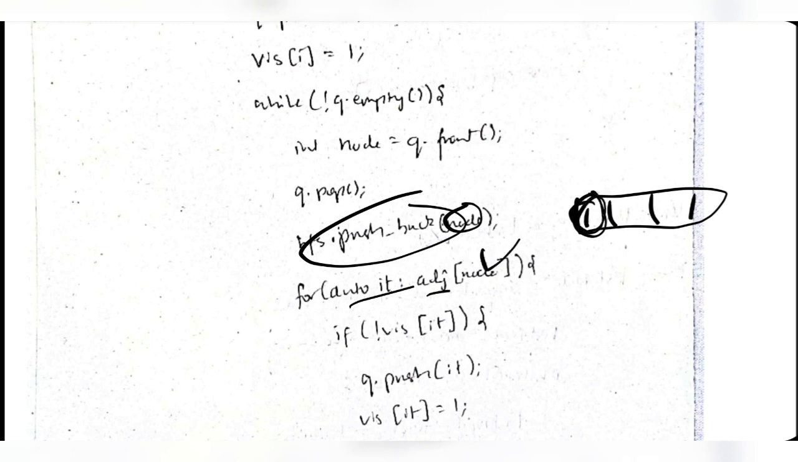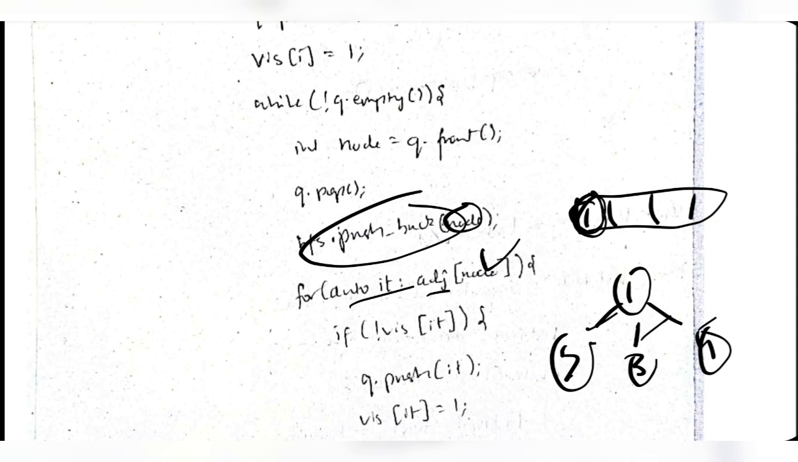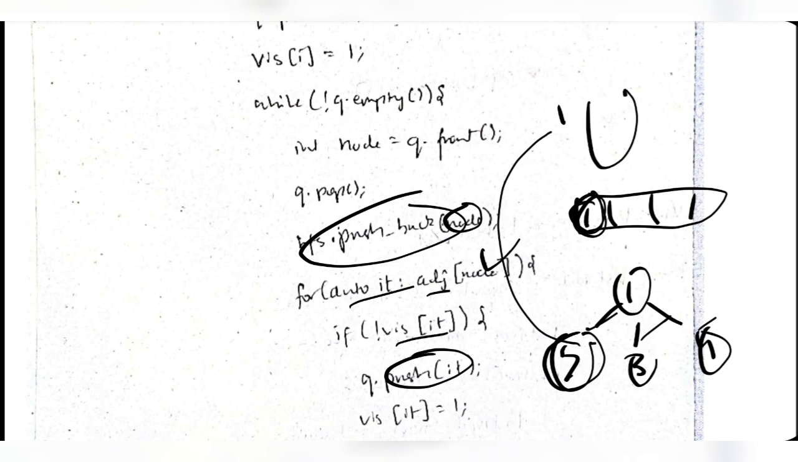Suppose that 1 is here and 2, 3, 4 are its adjacent nodes, so all its nodes are checked. Okay, then if it's not visited, q dot push. If this is not visited, whatever is not visited yet will be pushed into the queue here, and then 3 will be pushed, and then 4 will be pushed. So what's happening is 1 is visited and all its neighbors are being visited. Whenever we visit one of the nodes, we make it 1 and move on to the next one.